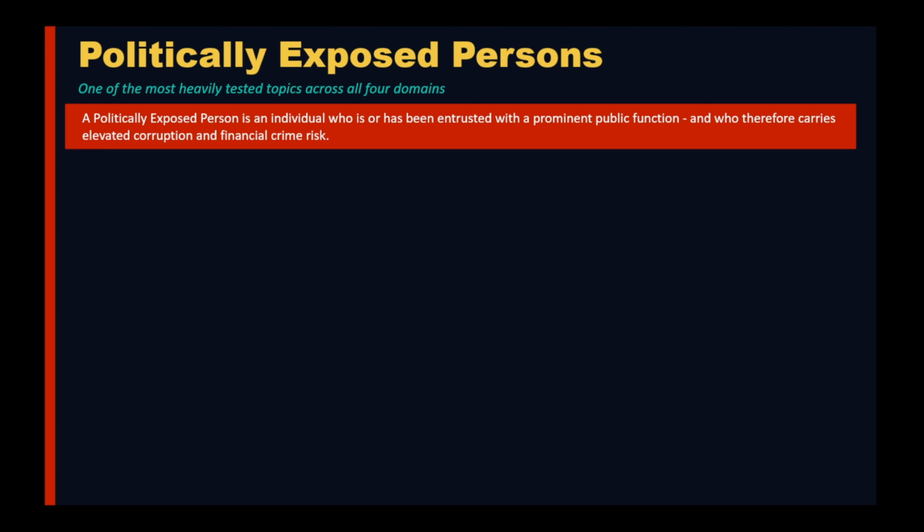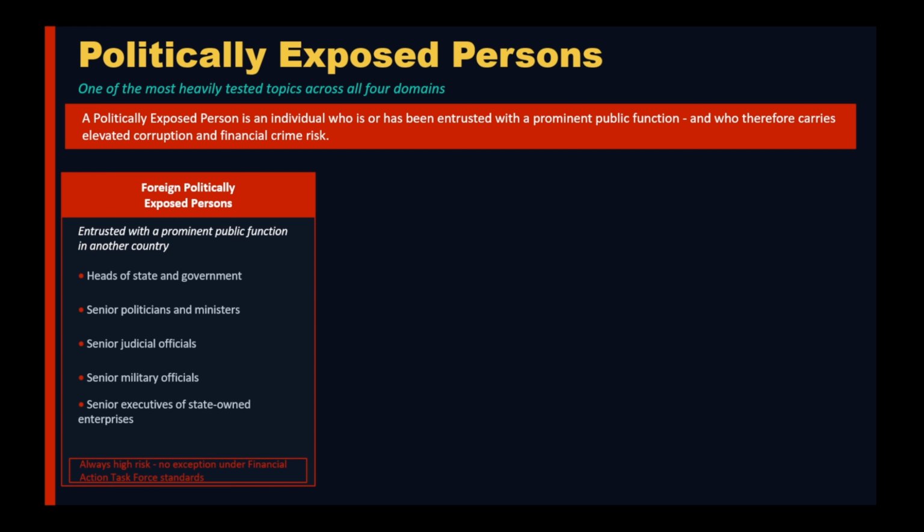Politically exposed persons are one of the most consistently tested topics across all 4 domains of the exam. Every compliance professional must understand who they are, why they are high risk, and what obligations apply. A PEP is an individual who is or has been entrusted with a prominent public function. The reason they carry elevated risk is straightforward. People in positions of public power have greater opportunity to engage in corruption, abuse of office, and the accumulation of illicit wealth. They are not assumed to be criminals. They are recognized as higher risk and treated accordingly.